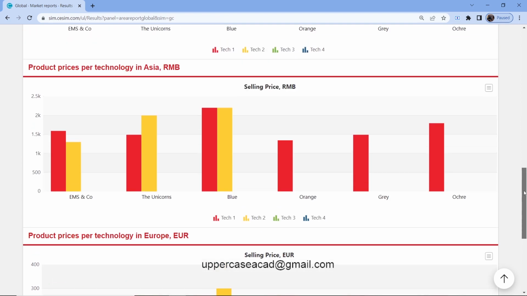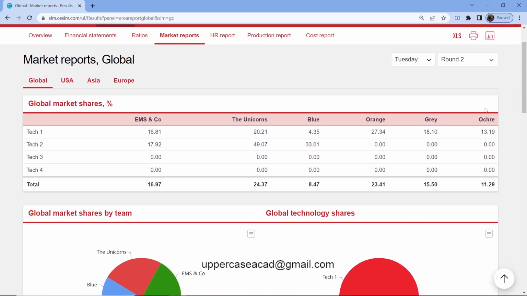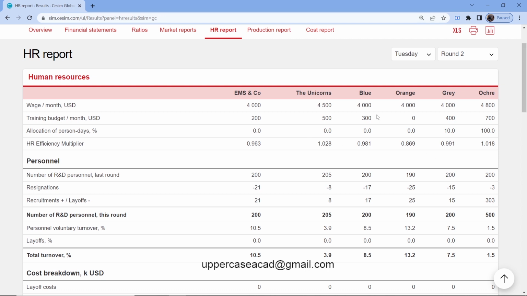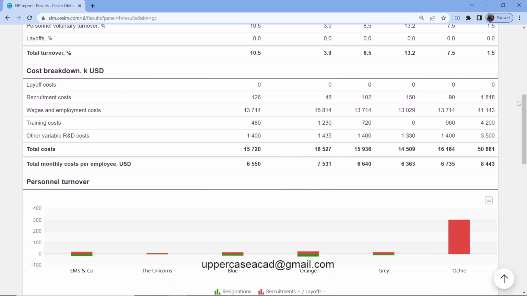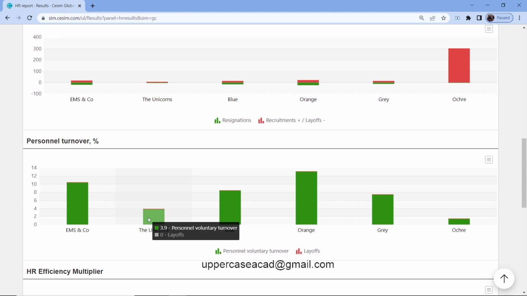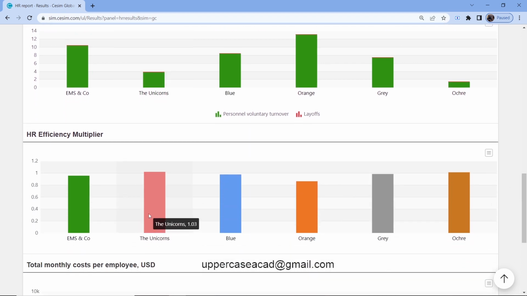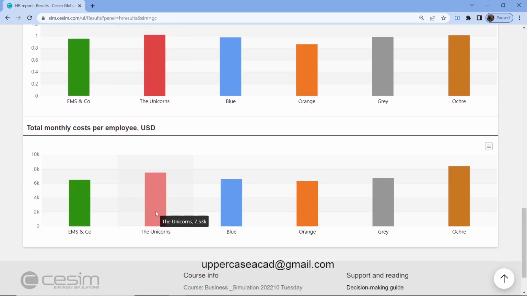So let's move on to the HR report. The HR report will give us an overview of how we performed in the human resource department. You can just scroll on it. My total monthly cost per employee was 7,000. My personnel turnover is 3.9. My efficiency multiplier is more than 1. I think I'm the highest there. My monthly cost per employee is 7,530. And again, I'm average, not too high or too low.